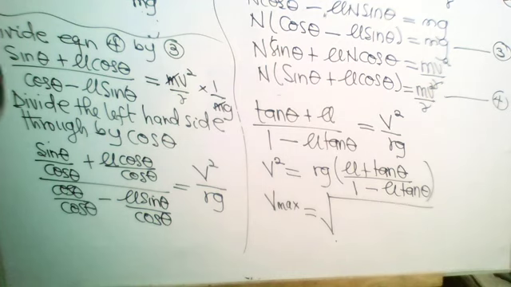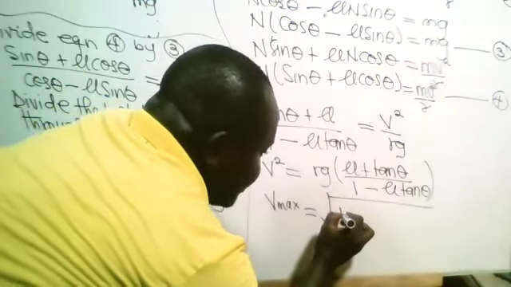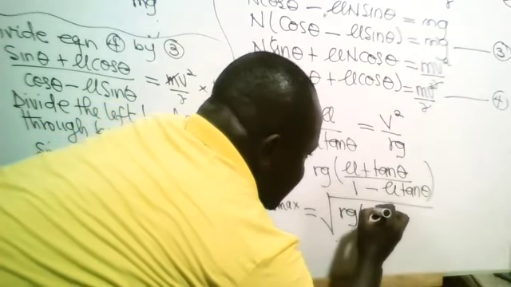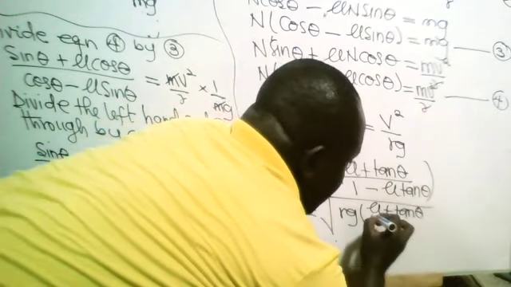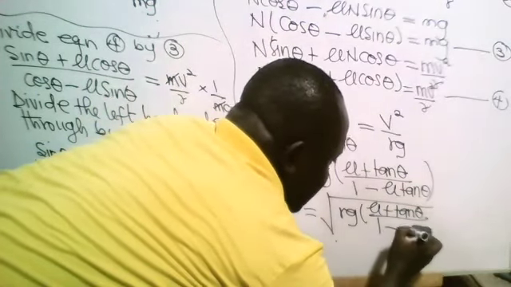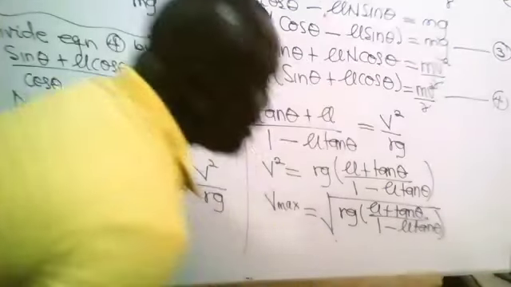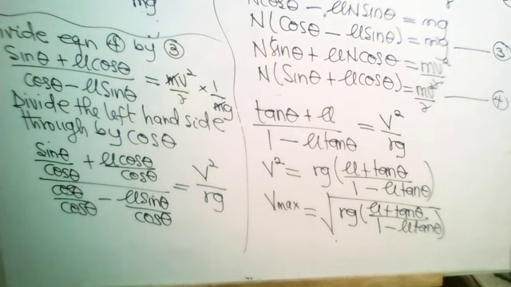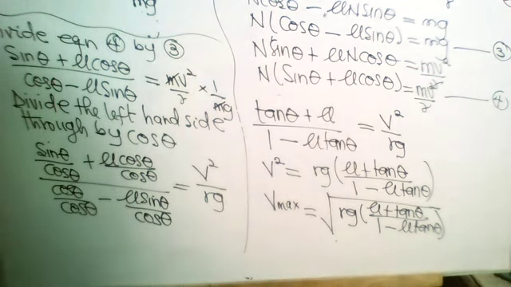So when we take the square root of both sides, finally we have v max equal to the square root of rg times mu plus tan theta over 1 minus mu times tan theta. This is the expression for the maximum velocity when we are considering both friction and the banking angle, theta.